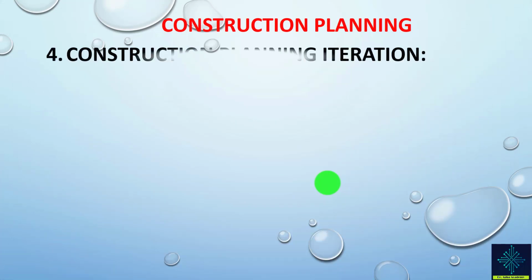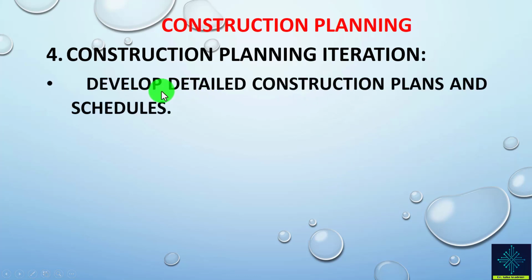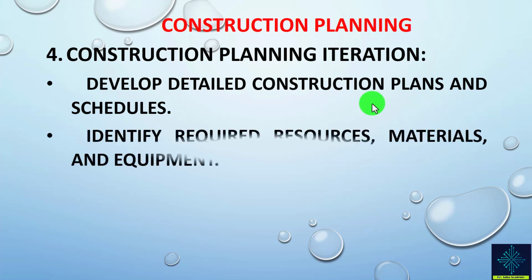Then the construction planning. This is the fourth iteration, the construction planning iteration. Here we start developing detailed construction plans and schedules, or different types of plans like the schedule management plan, cost management plan, quality management plan, stakeholder management plan, communication plan, resource management plan, risk management plan, all of the plans required.